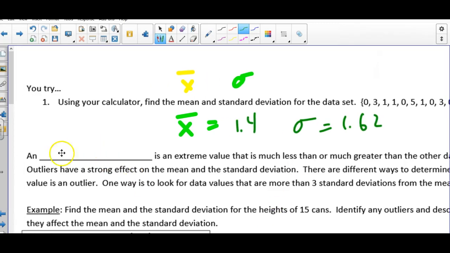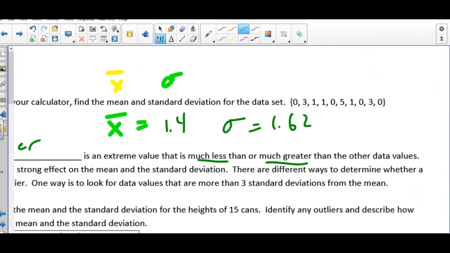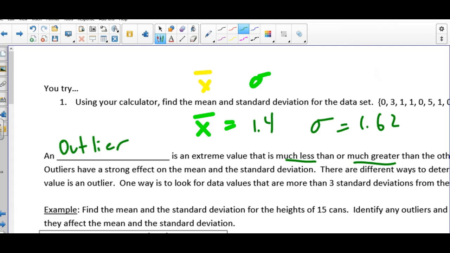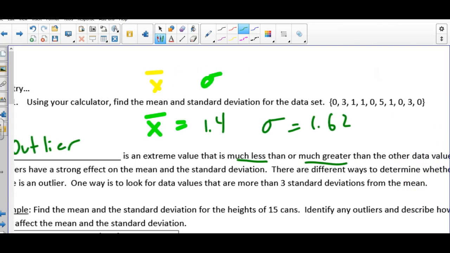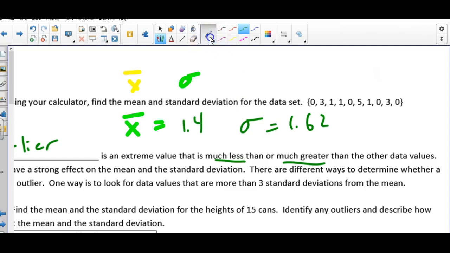Now, the next thing I want to talk about is an outlier. An outlier is an extreme value that is much less or much greater than the other data values. Outliers have a strong effect on the mean and the standard deviation. There are different ways to determine whether a value is an outlier. One way is to look for the data values that are more than, very important here, I'm going to highlight it, 3 standard deviations from the mean. 3 standard deviations from the mean.